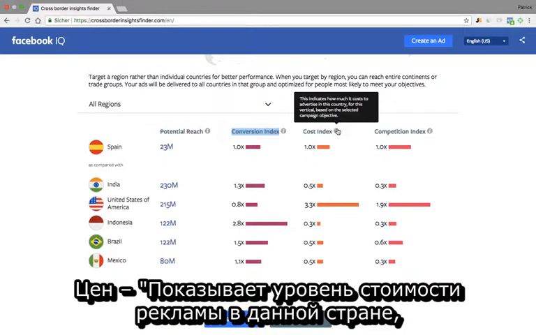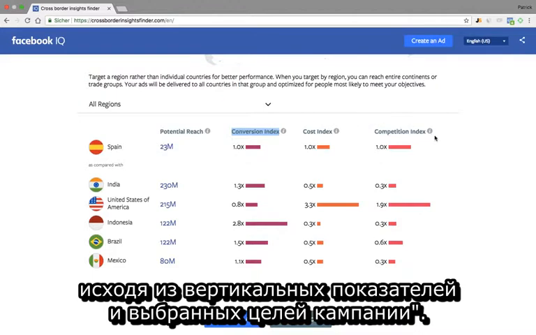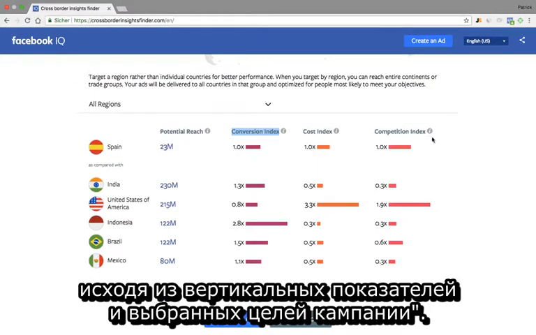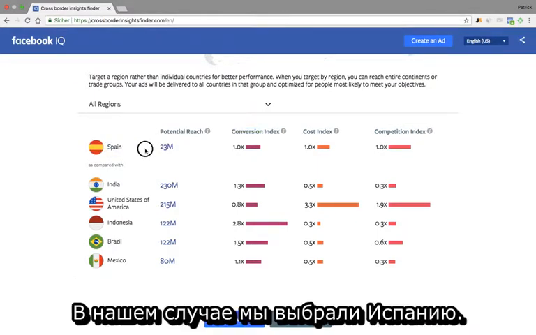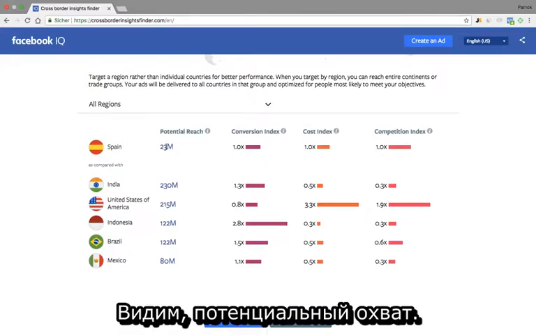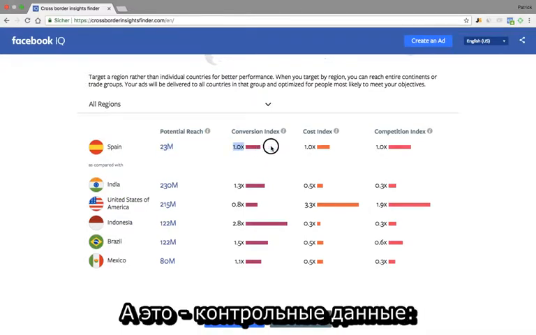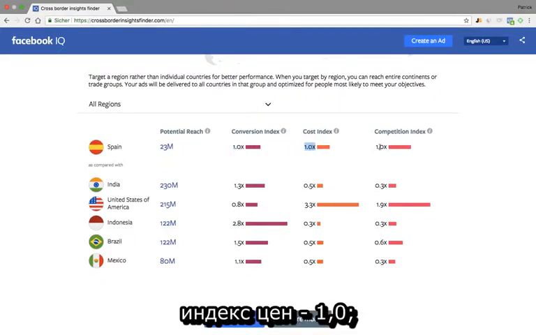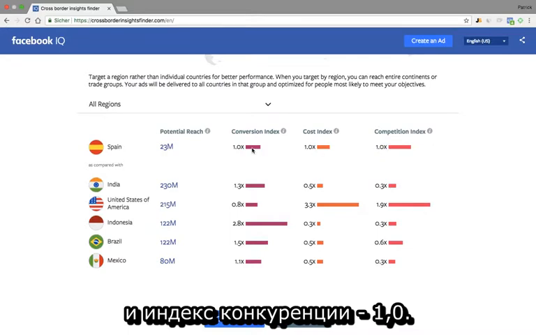So cost indicates how much it costs to advertise in this country for this vertical based on the selected campaign objective, and here this indicates how frequently people see ads in this country for this vertical based on the selected campaign objective. The country we have selected, in this case Spain, we see the potential reach, and this one is always the benchmark, which has the conversion index of 1.0, cost index of 1.0, and competition index of 1.0.